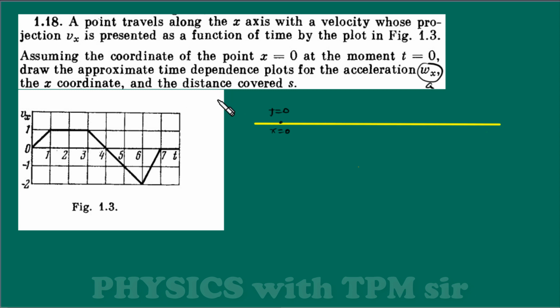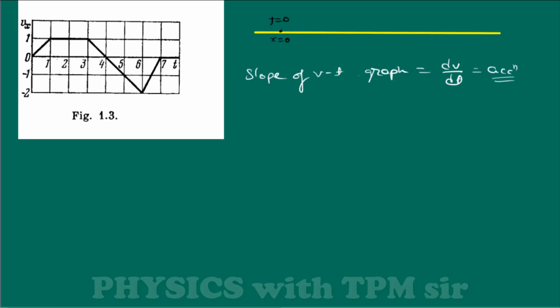Before we move on, we must at least remember some concepts. What does the slope of a velocity versus time graph represent? If I write, the slope will be dv by dt at any point, and this is acceleration. So we must remember that the slope of the velocity-time graph gives acceleration. So let's start plotting the acceleration versus time graph.